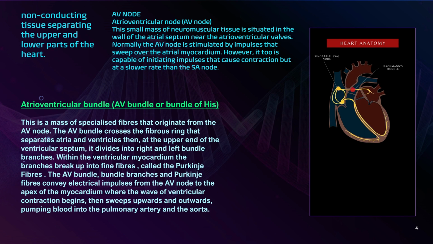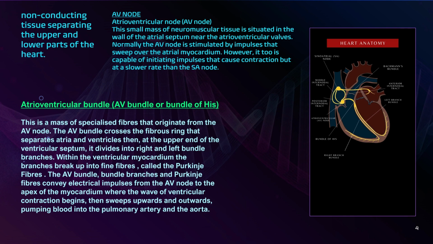Bachmann's bundle. This is a branch of the anterior internodal tract that is situated on the inner wall of the left atrium. The anterior, middle and posterior internodal tracts. These tracts pass through the right atrium connecting the SA node and AV nodes. The atrioventricular or AV node located on the postero-inferior wall of the interatrial septum. The bundle of His. The left and right branch bundles.